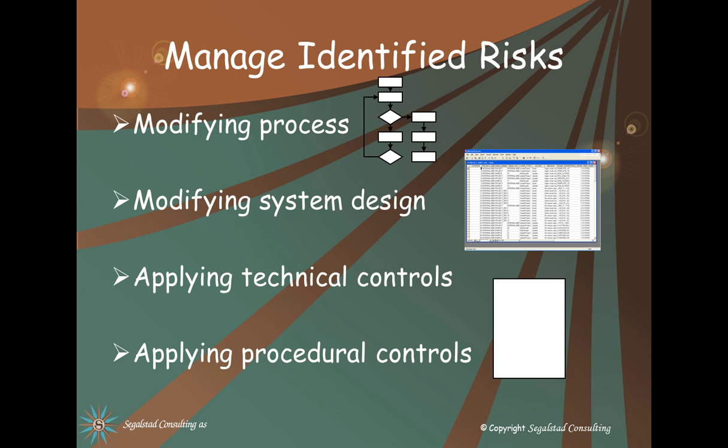We can manage the identified risks in several different ways. Modifying the process. The process may be any process in production, laboratory, IT system, and by changing the process, the risk may, in some cases, be less than when the original process is used. We can modify the system design, and the system design is about the IT system. We can apply technical controls, and those may, for example, be that fewer people have access to important functions in the system, for example, approvals, modifications of static data, or user access.